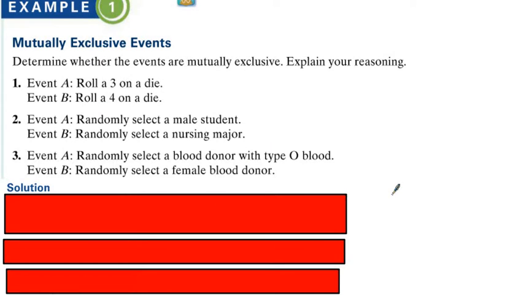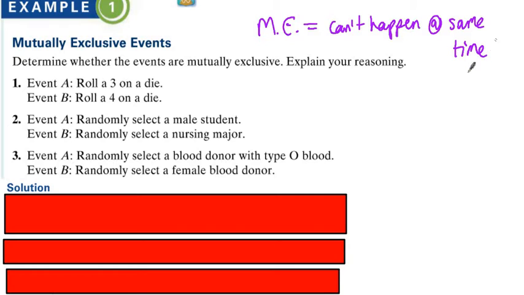Alright, so to get a better handle on that, let's go through these and tell whether these events are or aren't mutually exclusive. And the question you want to ask yourself is, can they happen at the same time? Let me write that down. Mutually exclusive means can't happen at the same time. So that's the question we have to ask ourselves.